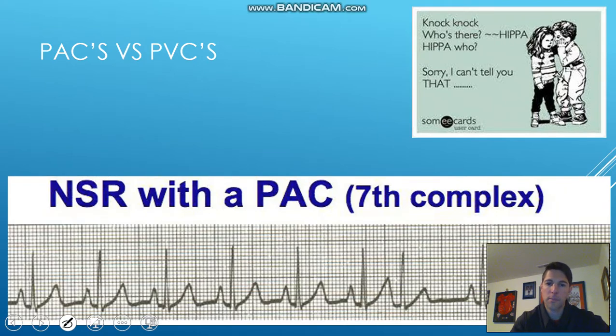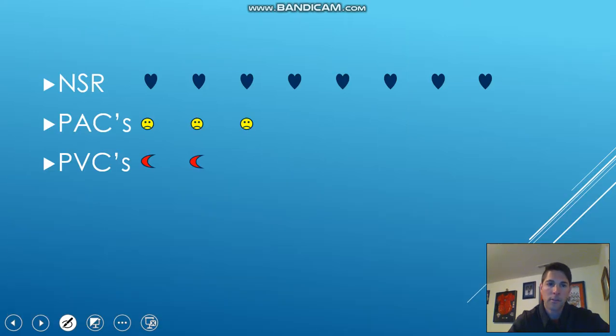So here's an example of a PAC, 7th complex right in here. See, the actual P wave is buried somewhere here in this T complex. But it's narrow complex. It comes sooner than the normal beat would have come, as well as there's no full compensatory pause. And it has a similar deflection pattern to the typical normal QRS complex.